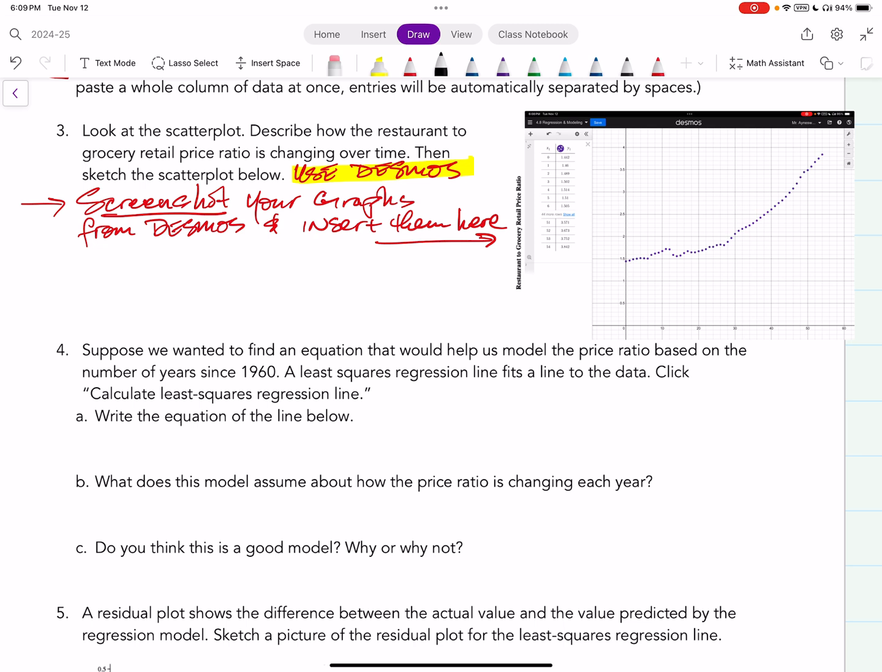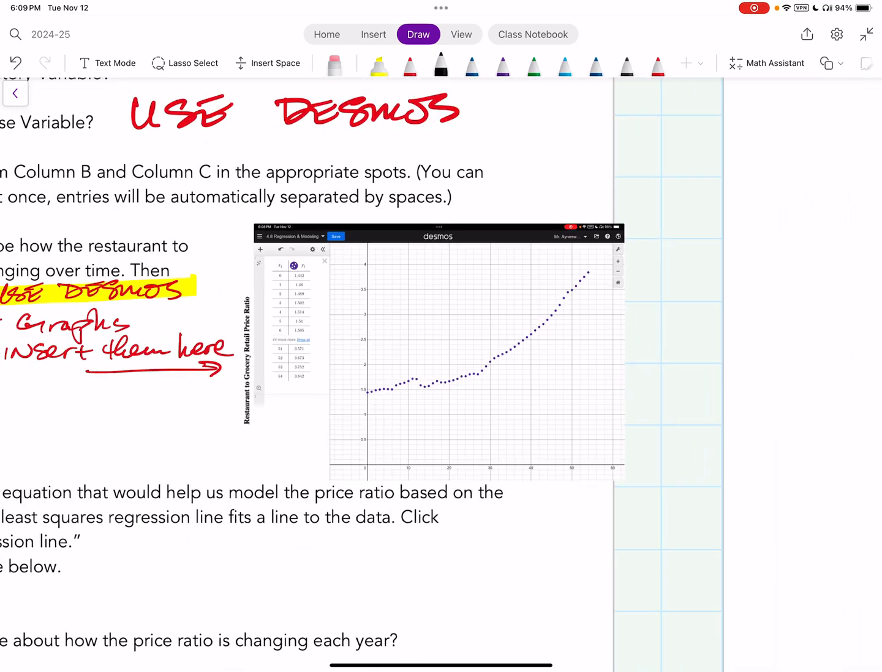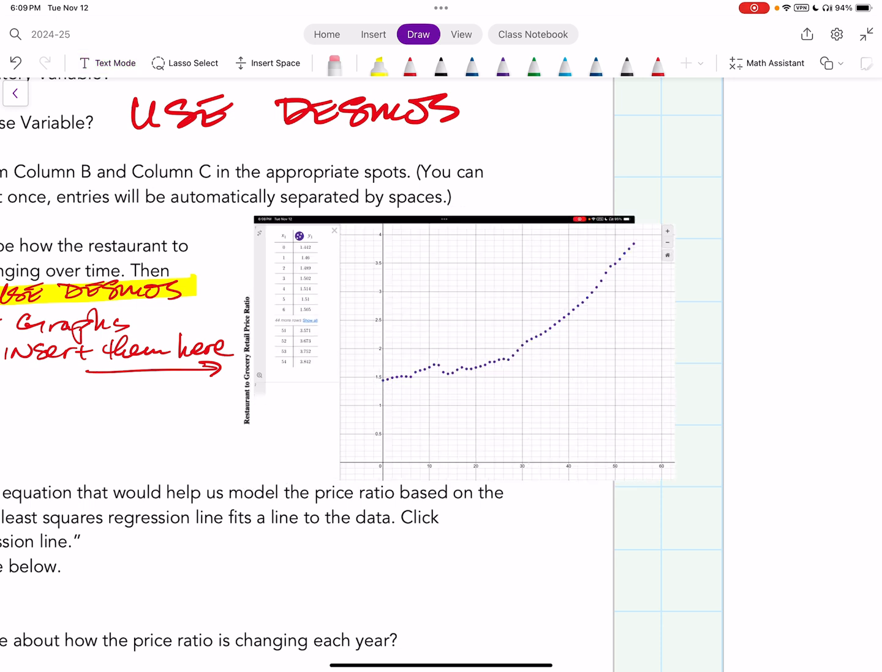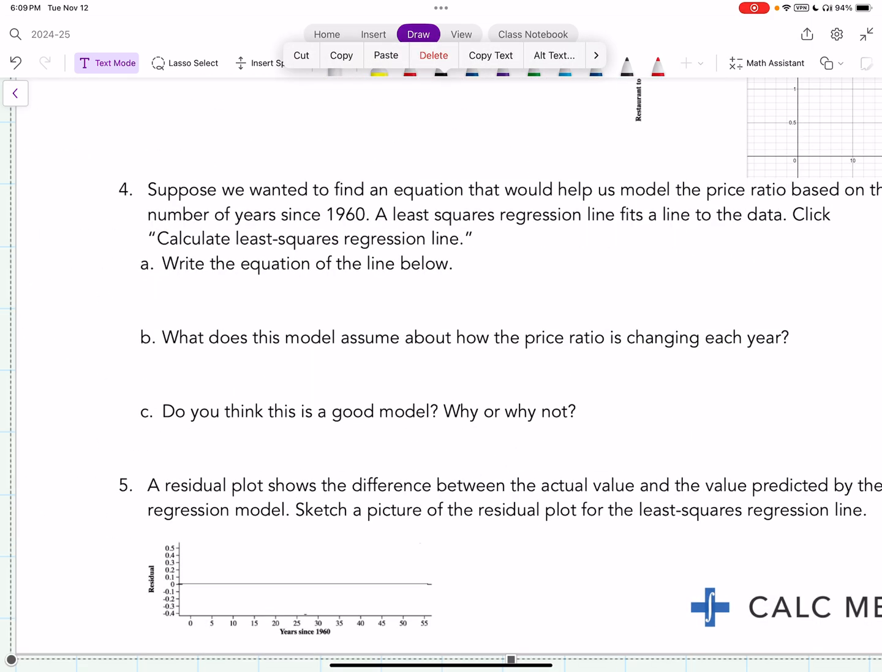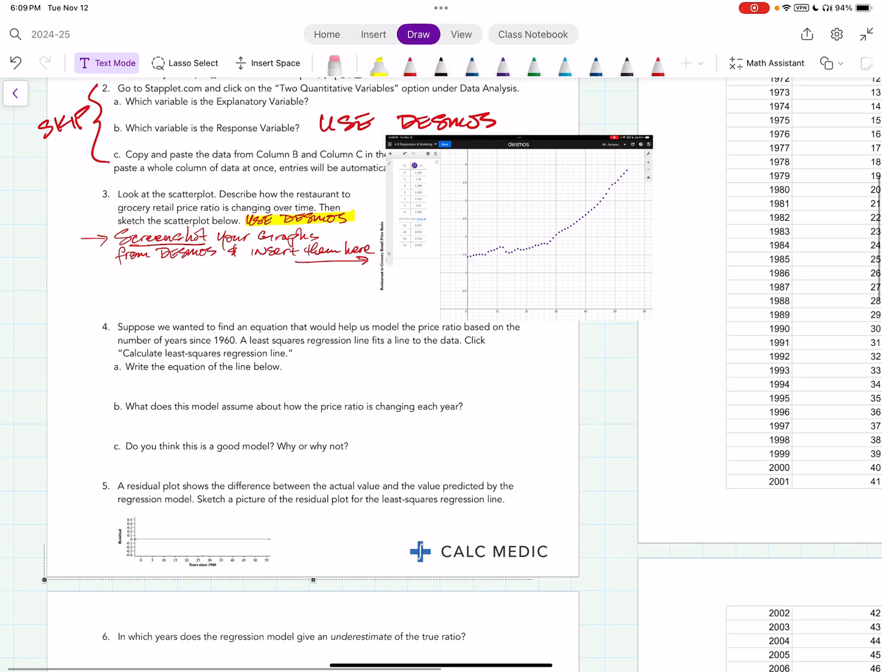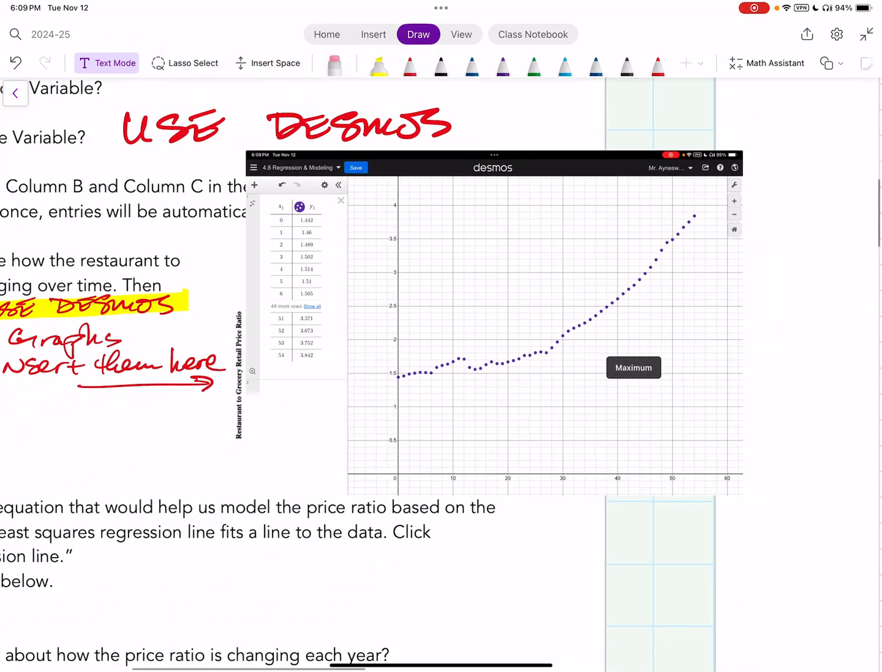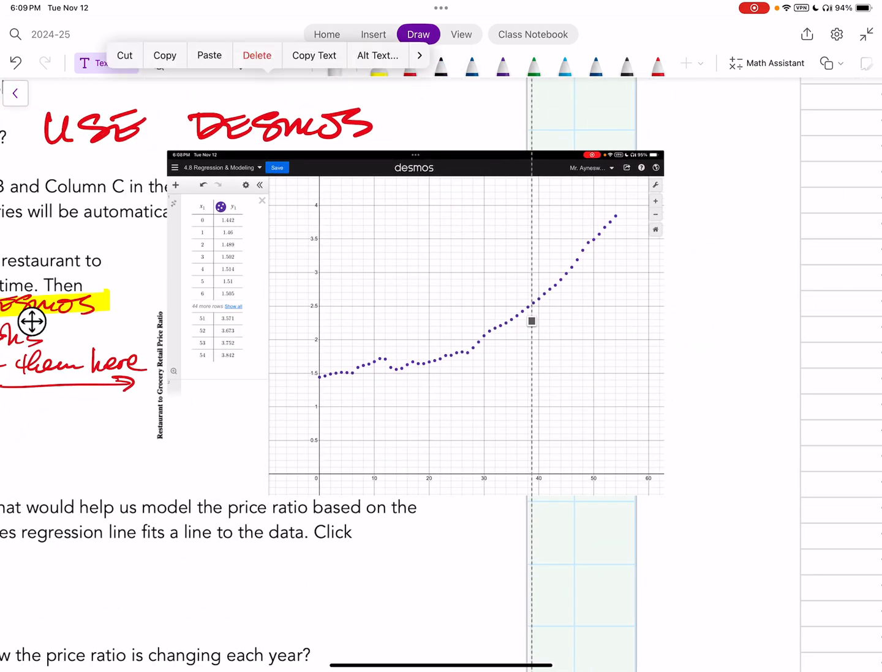It says, describe how the restaurant grocery to retail price ratio is changing over time, and then sketch the plot. We're using technology, so we didn't have to sketch it. So go ahead and zoom in here. I'm going to have to make this a little bit bigger, because you have to be able to see this online. So, okay, here we go. That's as big as I can make it. All right, so let's annotate a little bit here.